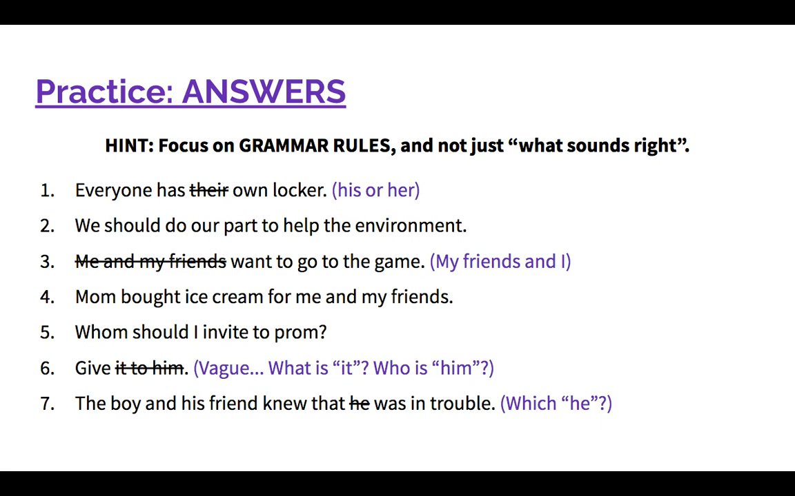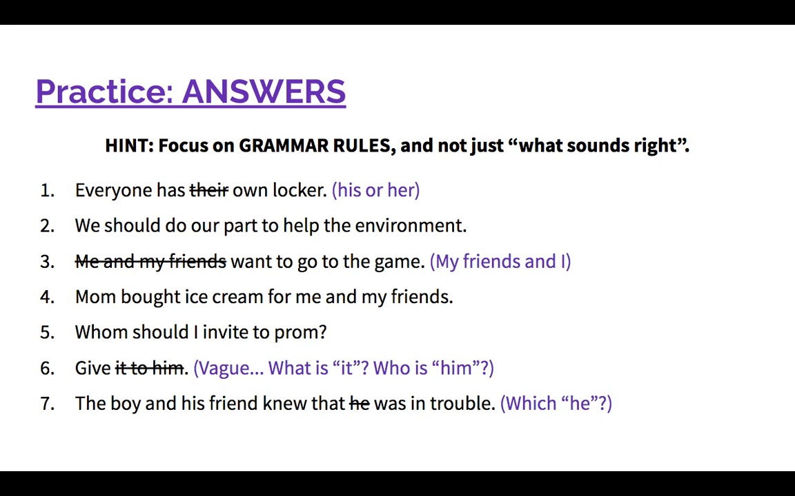Number 6, give it to him. Well, this is one of those vague pronouns that I'm talking about. Give what and who is him? Okay, I need more information. This is again one of those times where in your mind, you know exactly what it is that he's given and who he is, but we don't. So be more specific, give more information.